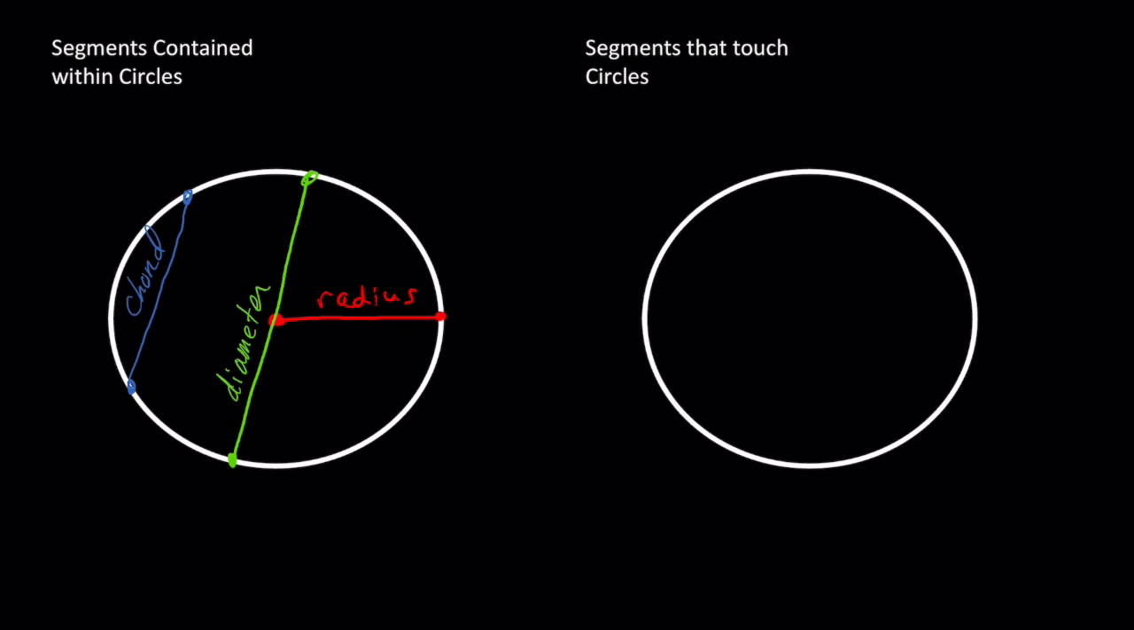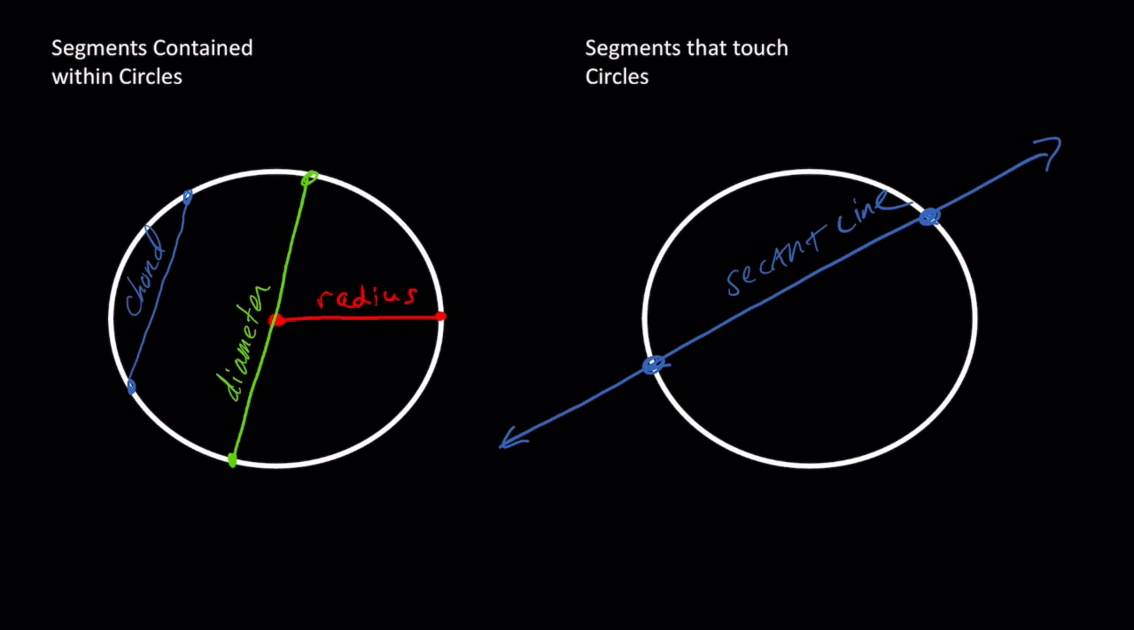Now, there are two important segments that we need to discuss that cross through circles, or touch the circle, but are not contained within it. The first one is just a line. Imagine a line that goes right through two points on the circle, and that's called the secant line. The secant line in this case is very much like the chord, except that it continues, it extends. It doesn't stop at the edges of the circle.